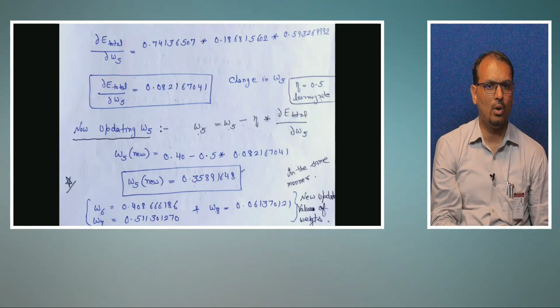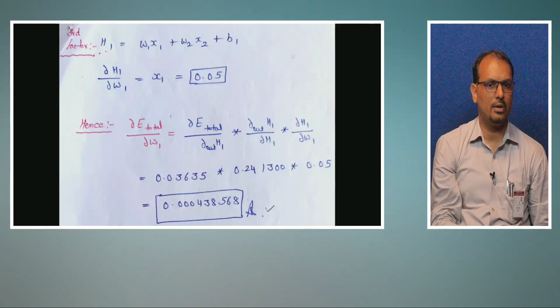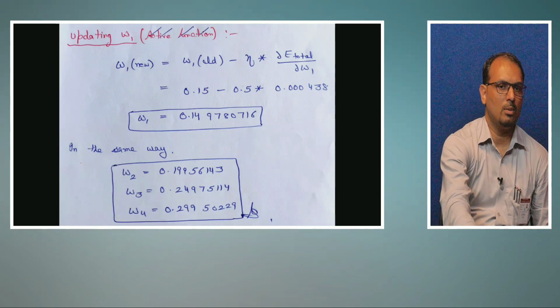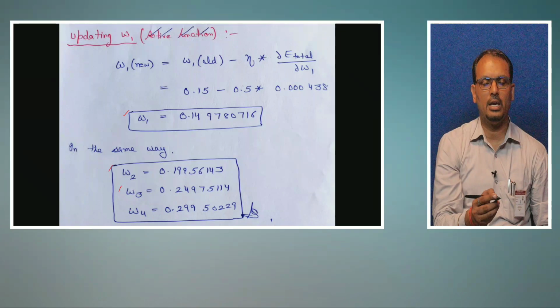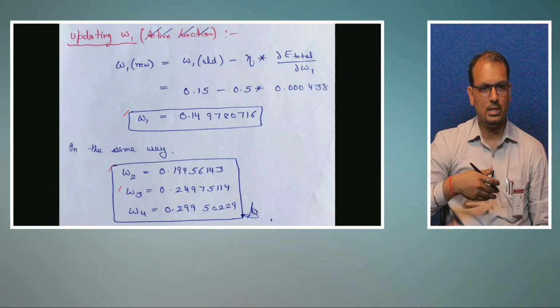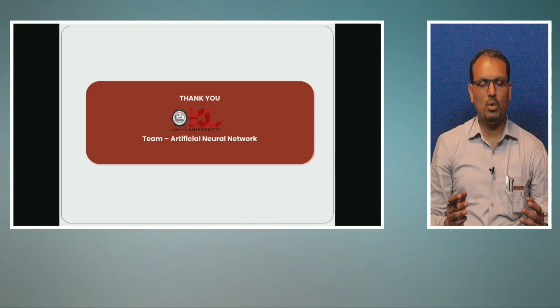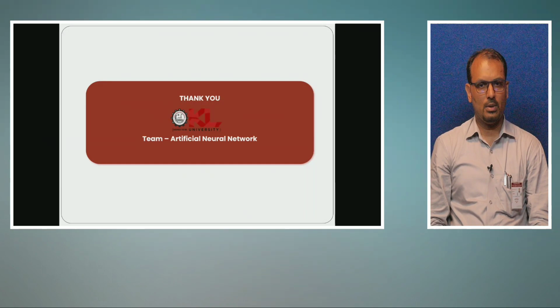So I calculated all of them, and finally the way we can calculate it once again. Once you know all these values, W1, W3, W4 also we can calculate new weight values, then again feed forward neural network, and this iteration goes up to the end. This is all about backpropagation. Hope everyone understood the concept.